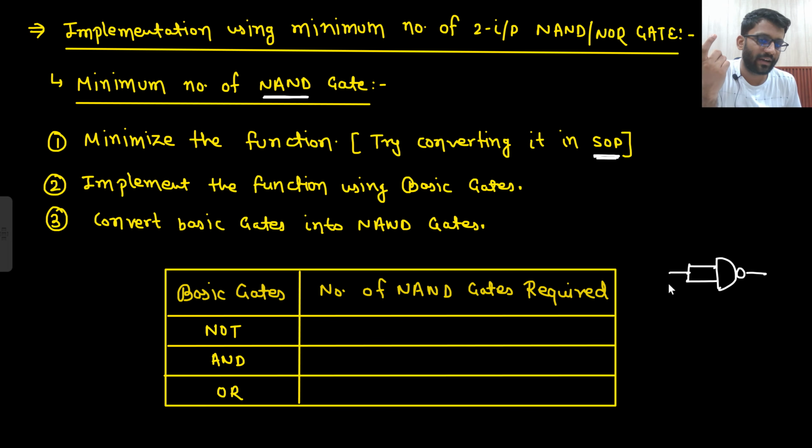This is how you implemented it, right? A and A bar. Only one gate was required. That's it. For the AND gate and OR gate, you might not remember the answer, but let's derive it. Let's see how we will be able to do it.